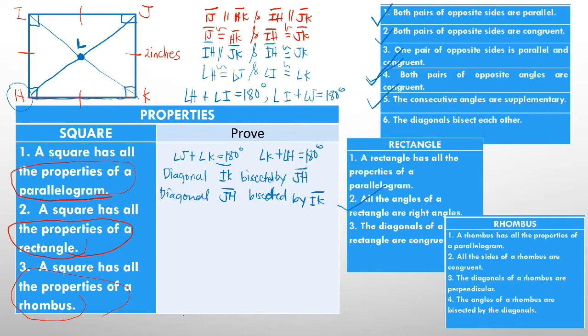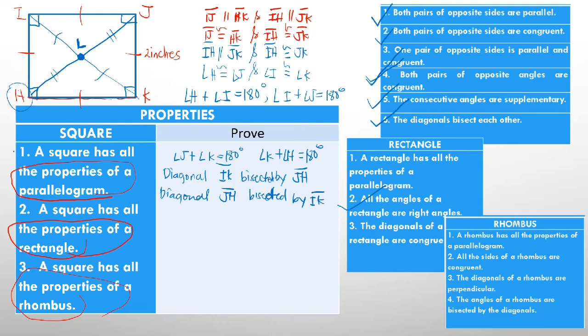And yung HL natin is also equal to JL natin. Okay? So now, we have already the property 6 of our parallelogram. And we are done with our first property of square, which is the properties of parallelogram. Now let's proceed with number 2.